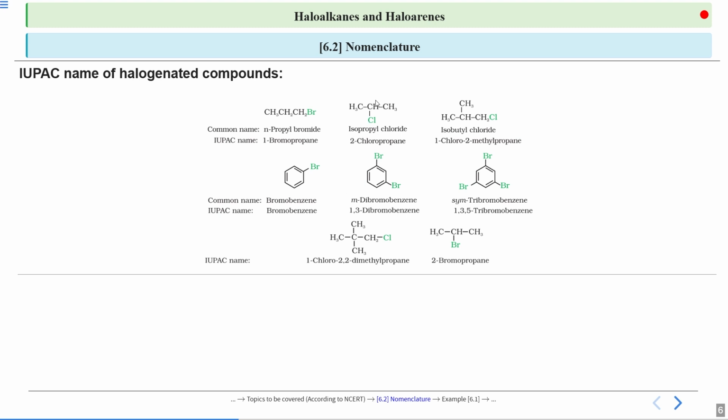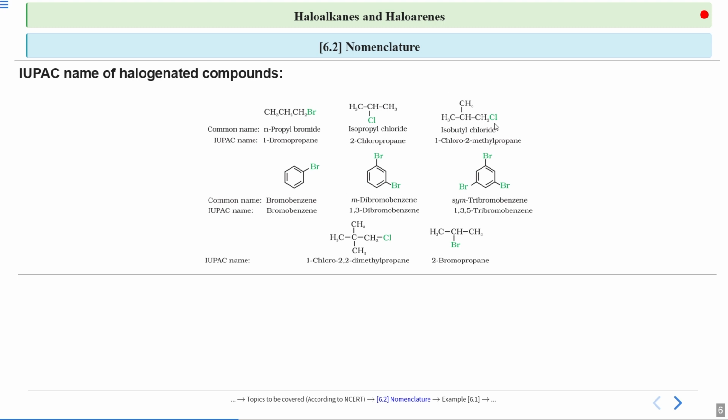Okay, iso means that the substitution is happening at the second carbon. So that's why its common name will be isopropyl chloride. For the IUPAC name, you have to do the numbering. You select the longest carbon chain, which is this, because it is a single chain, and the numbering should be done in such a way that the chlorine-substituted carbon gets the lowest possible number. Here, if you do the numbering from left or right, in both cases the carbon gets the second number. So the name will be 2-chloropropane. Propane because 3 carbons are present, right?